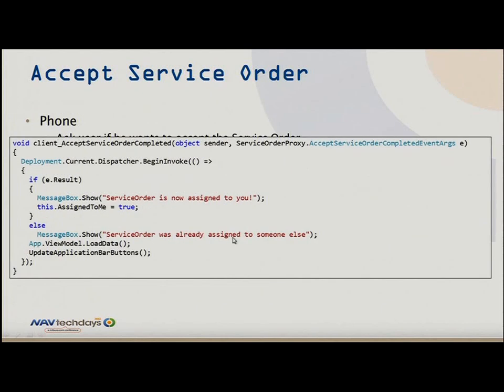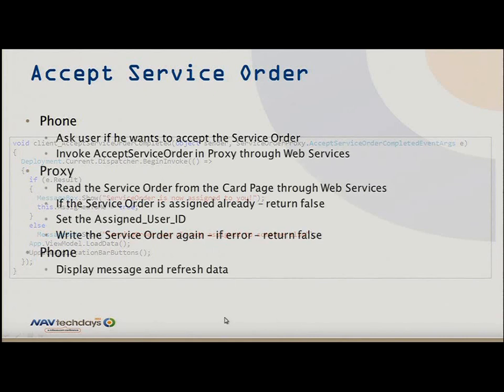And then on the phone, again, you're going to display that the service order is now assigned to you, or the service order was already assigned to somebody else, either because the dispatcher did that or somebody else using a phone was quicker than you were.